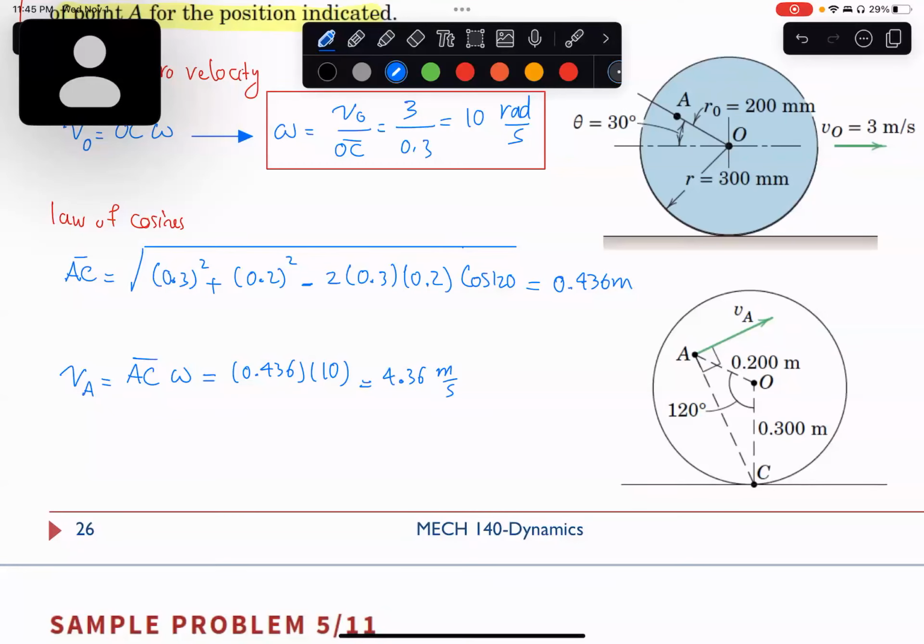So that's what we were after, and it's this velocity. Why is the velocity drawn like that? Why is the vector like that? That's because we know that velocity is perpendicular to the line that goes from the instantaneous center of zero velocity to our point A. Okay. VA is perpendicular to AC.